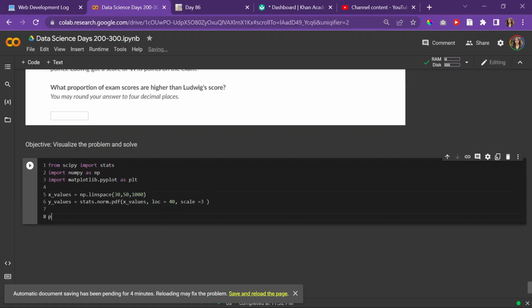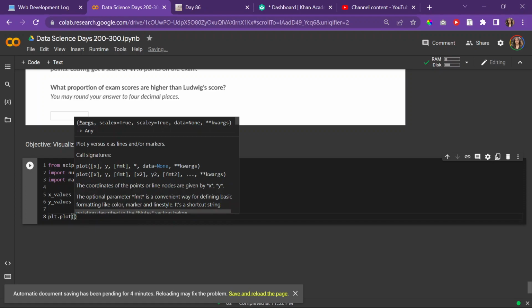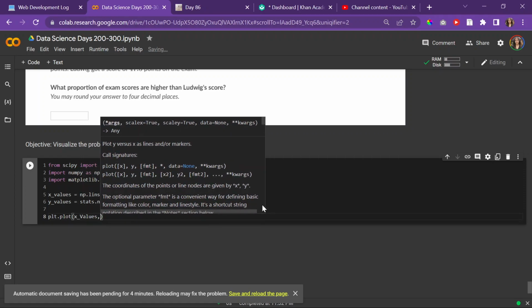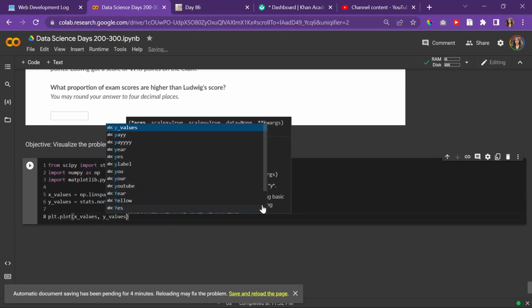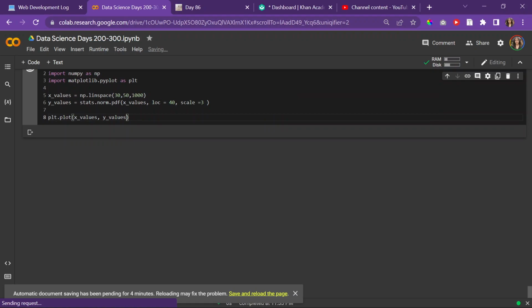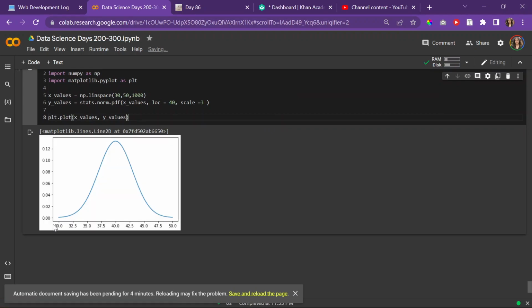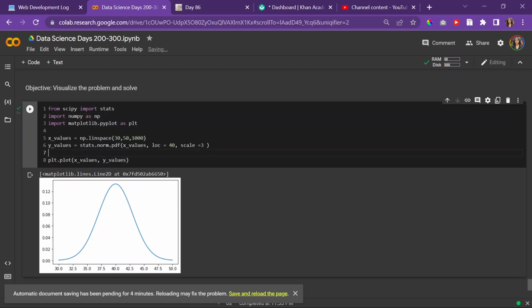Then I'm going to do plt.plot, so I'm going to plot the graph, with the x values and the y values. I'll plot that real quick, and you're going to see that it starts at 30 and ends at 50, and the mean is 40, which is what it should look like. So that's how you visualize the plot.